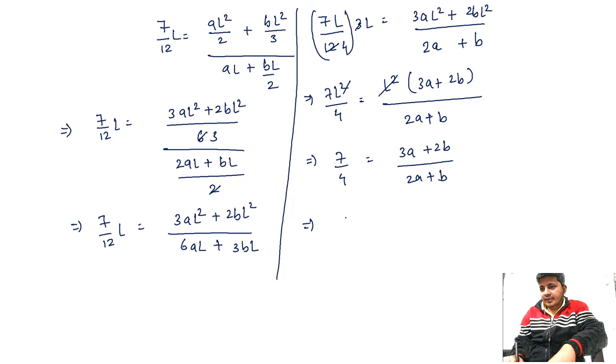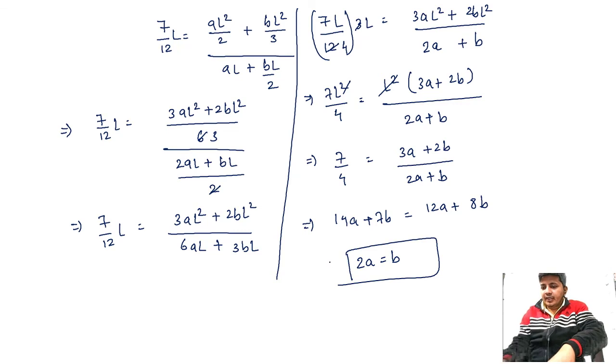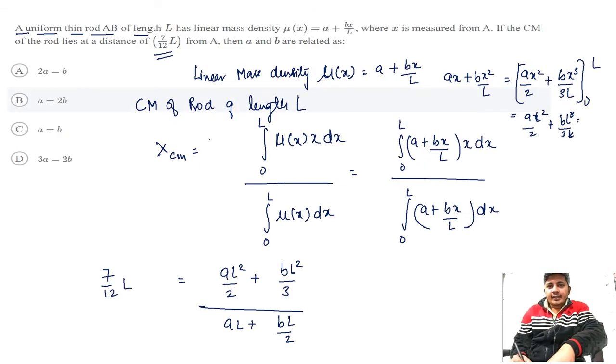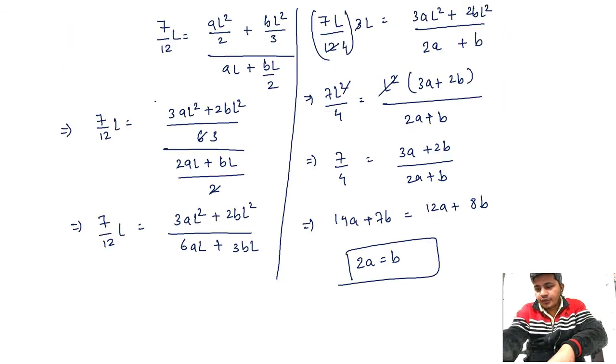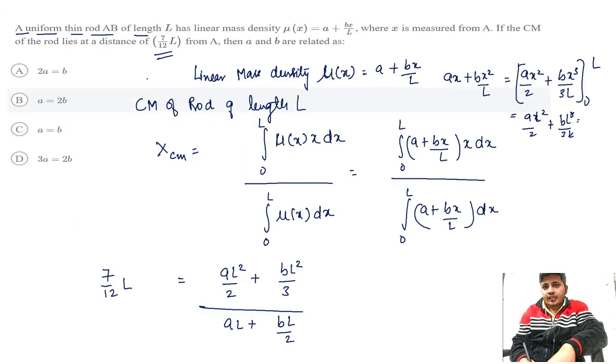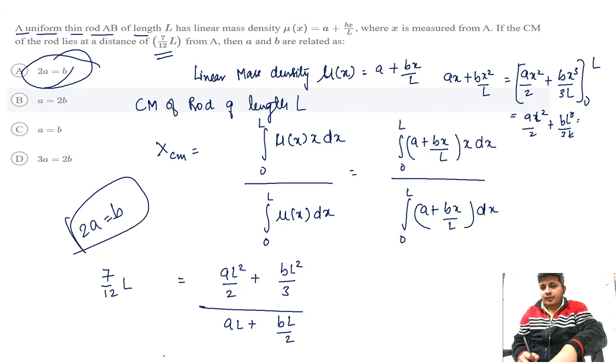Cross multiplying it, we get 14a plus 7b equals 12a plus 8b. Just by solving RHS and LHS, we would get 2a equals b. This is the relation between a and b. So which option is correct? Our value is 2a equals b. That means option A is correct. 2a equals b is the right answer for this question.